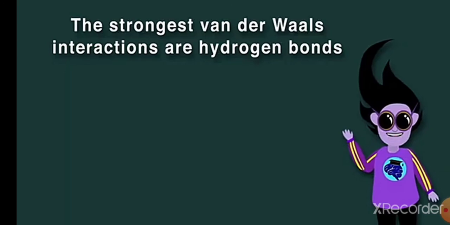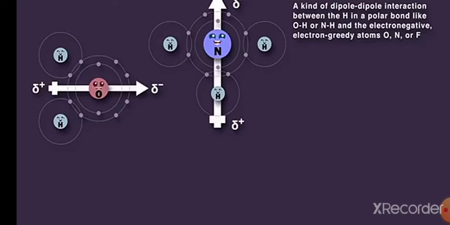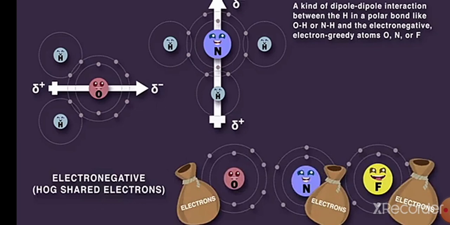The strongest van der Waals interactions are hydrogen bonds. This special kind of dipole-dipole interaction forms between the hydrogen in a polar bond like O-H or N-H and the electronegative, electron-greedy atoms O, N, or F, which is the most electronegative atom.